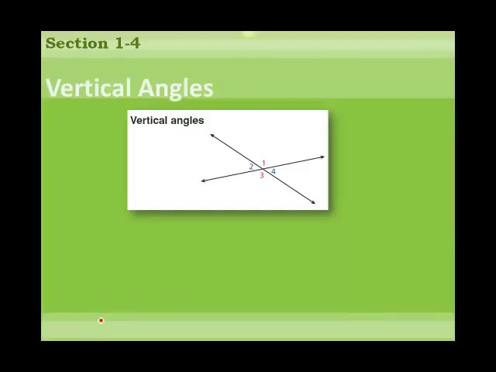Our last type of pairs of angles would be what we call vertical angles. So here in this drawing, angles 1 and 3 are vertical angles. Angles 1 and angle 3 are vertical angles. And so are angles 2 and 4.